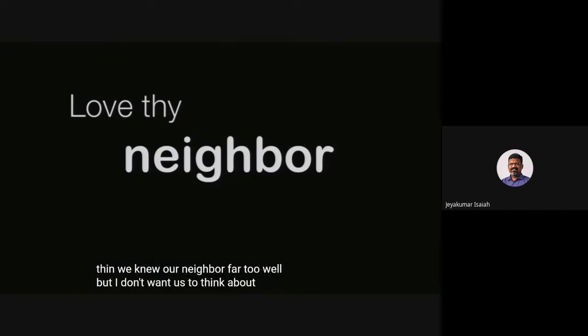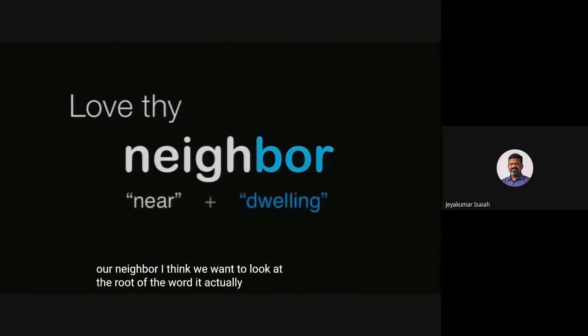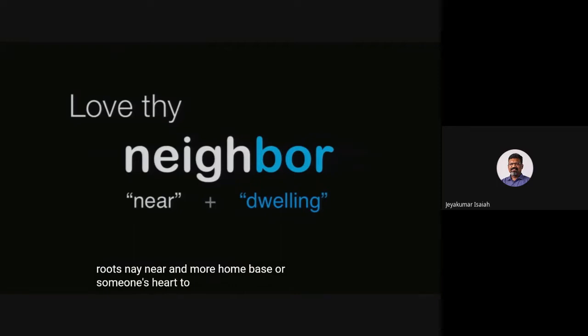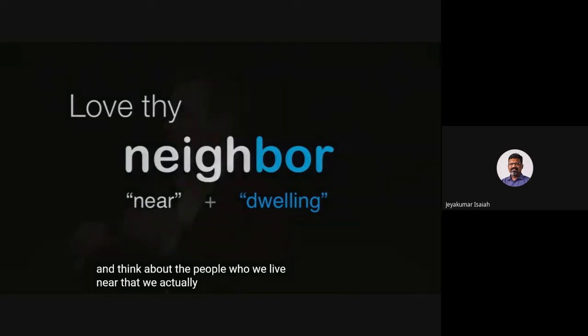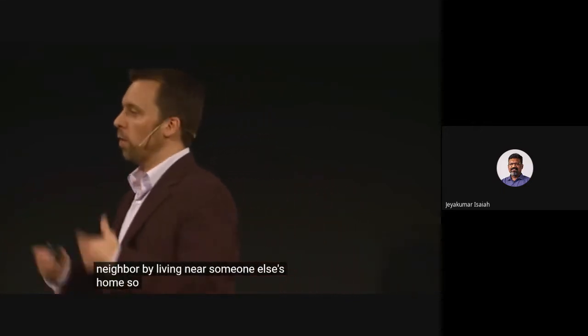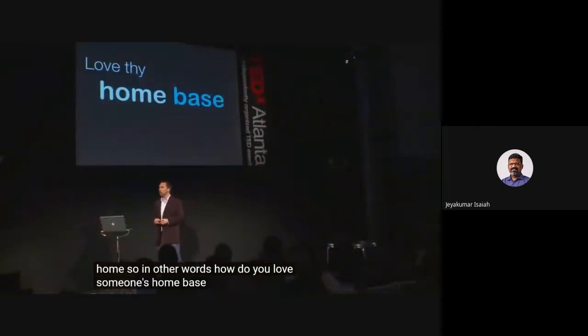But I don't want us to think about a specific person when we think about love our neighbor. I think we want to look at the root of the word. It actually has two roots: ne, near, and bor, home base, or someone's heart to a certain extent. So if we take this notion of neighbor, instead of thinking about the people who live near us, I want us to turn it around and think about the people who we live near, that we actually start to be a neighbor by living near someone else's home. So in other words, how do you love someone's home base?